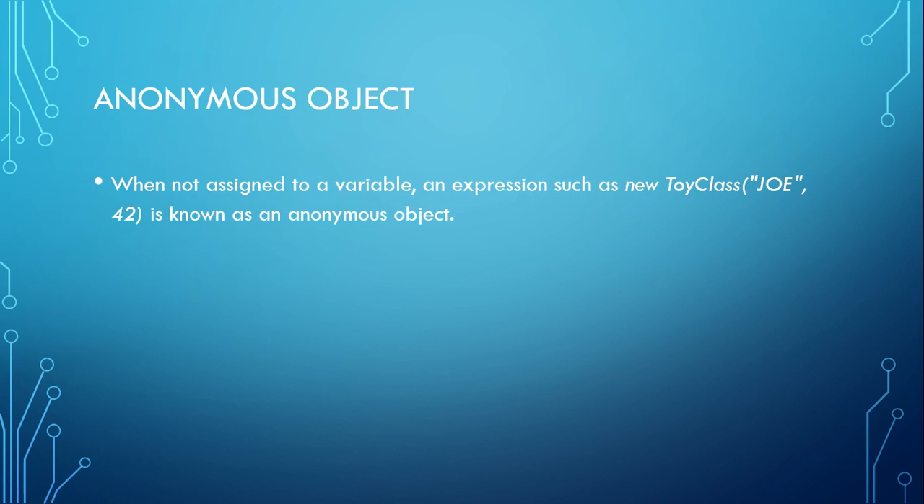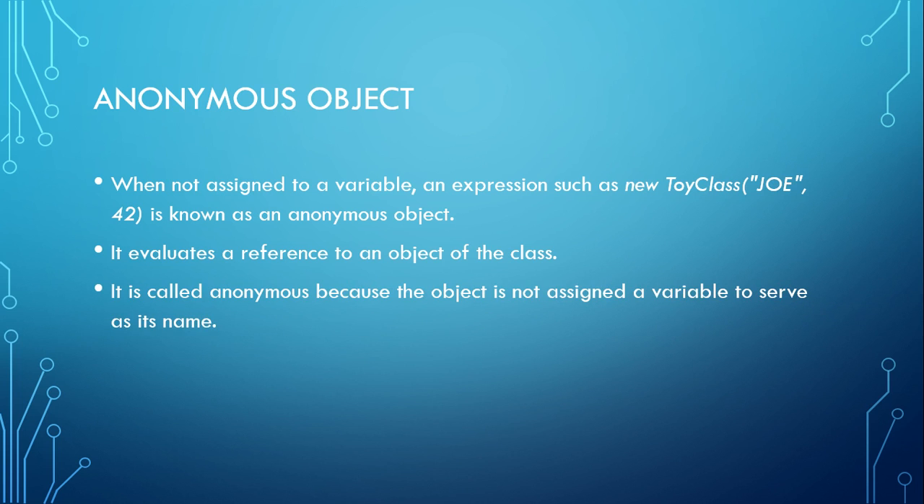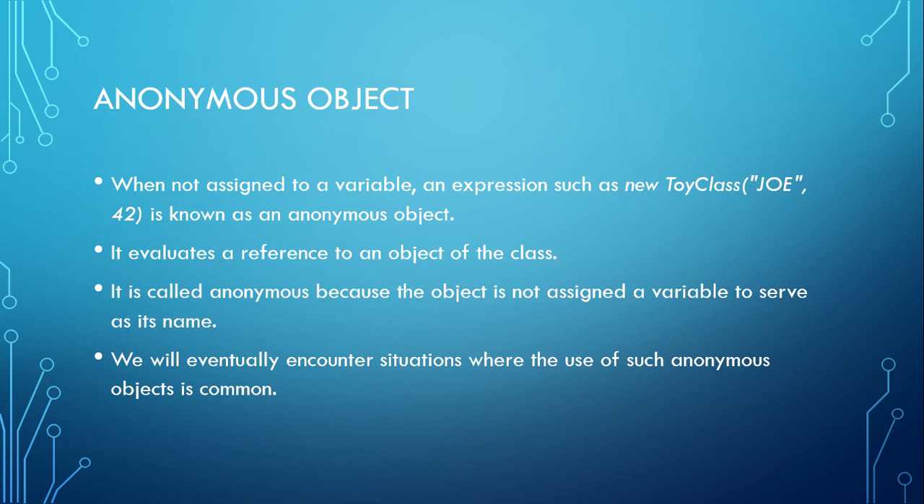Now let's talk about an anonymous object. When not assigned to a variable, an expression such as new ToyClass("Joe", 42) is known as an anonymous object. It evaluates to a reference to an object of the class. It is called anonymous because the object is not assigned a variable to serve as its name. We will eventually encounter situations where the use of such anonymous objects is common.